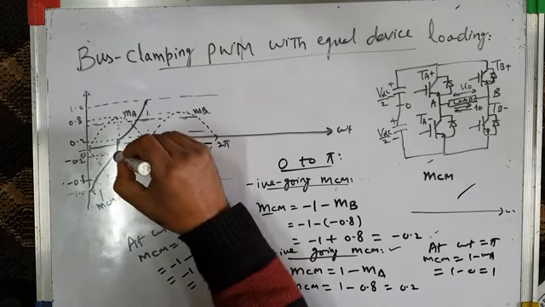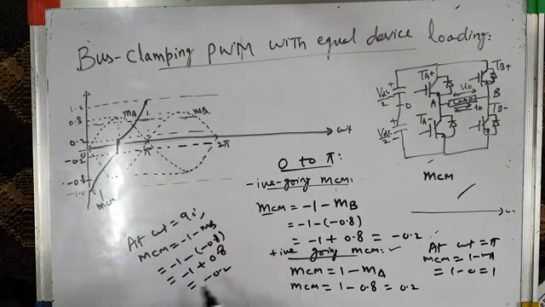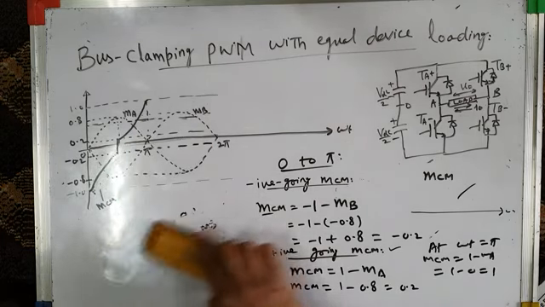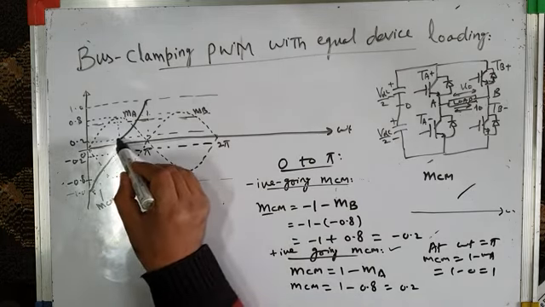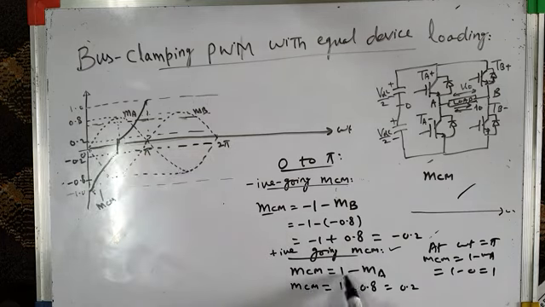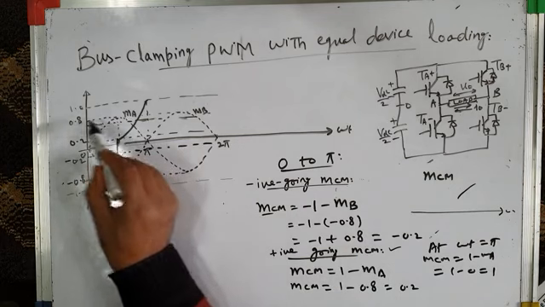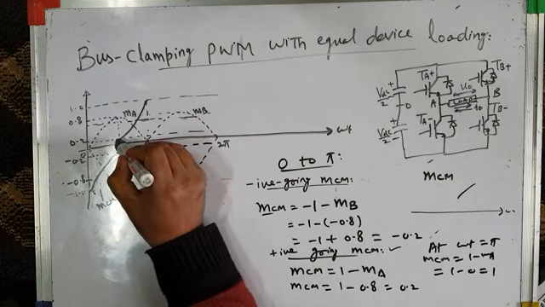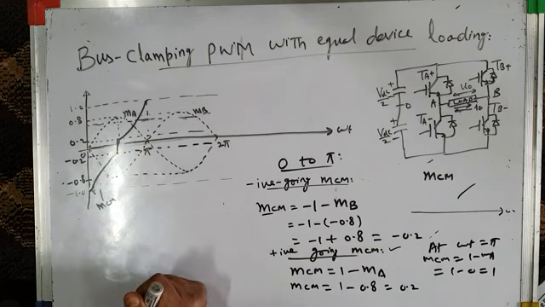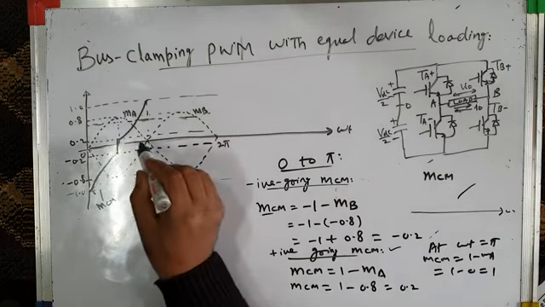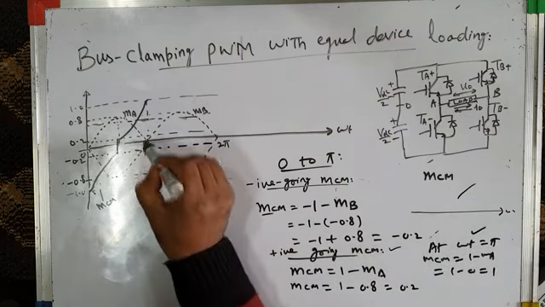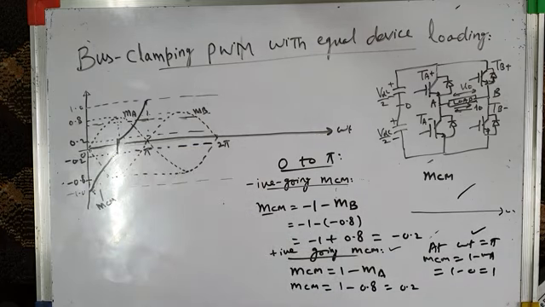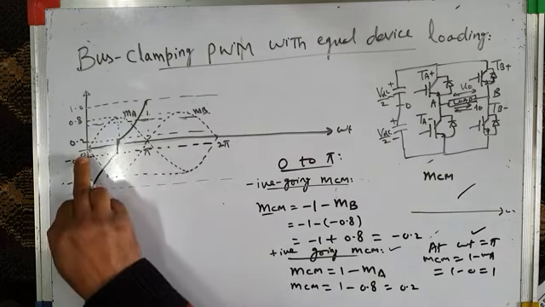And then it jumps from minus 0.2 to plus 0.2, because when you are going from negative going MCM to positive going MCM, then at this omega t equal to 90 degrees itself, MCM for positive going is 1 minus MA. So 1 minus, what is MA? 0.8, that is 0.2. So it jumps from minus 0.2 to plus 0.2, and it increases like this in a sinusoidal manner. And at omega t equal to pi, MCM is 1 minus MA. 1 minus, what is MA here? 0. 1 minus 0 is 1, so it jumps to 1. Okay, so this is the nature of common mode voltage in the positive half cycle of inverter output voltage, 0 to pi.